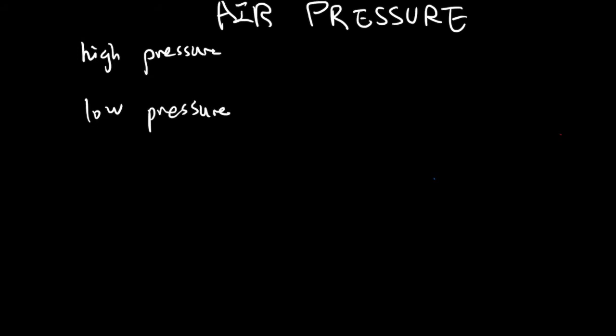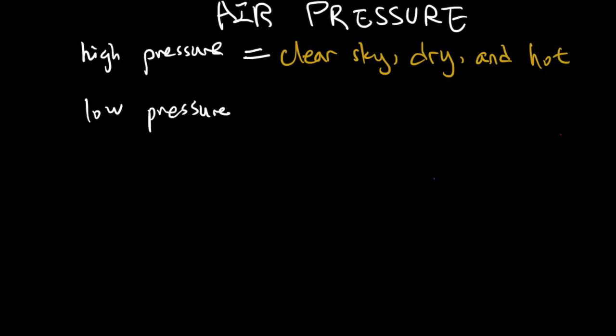High pressure means clear sky, dry, and hot. Low pressure means cloud, wet, and rainfall.